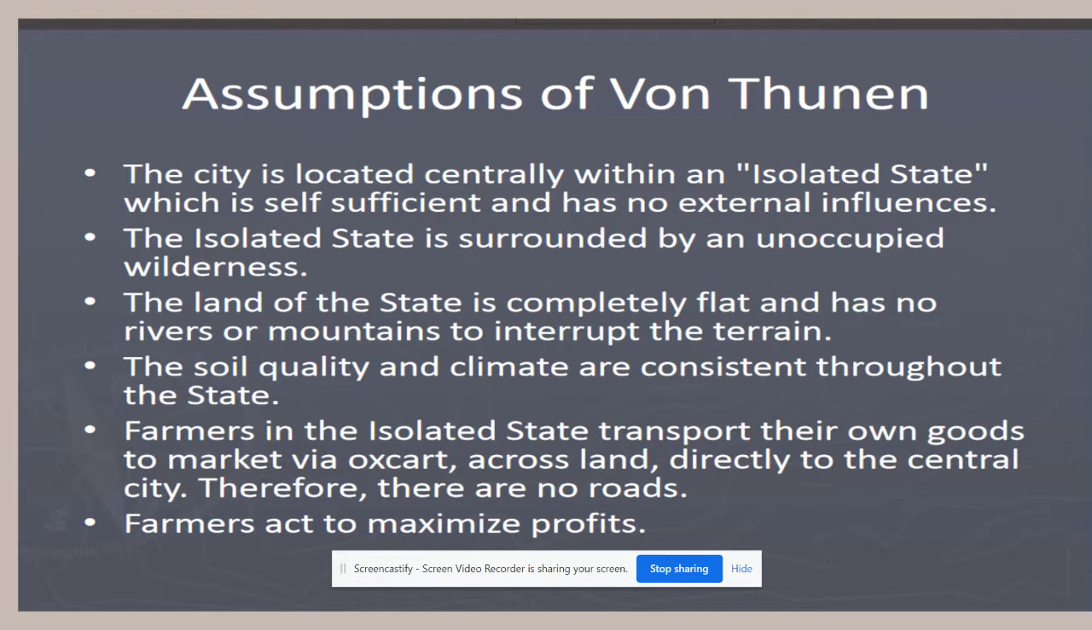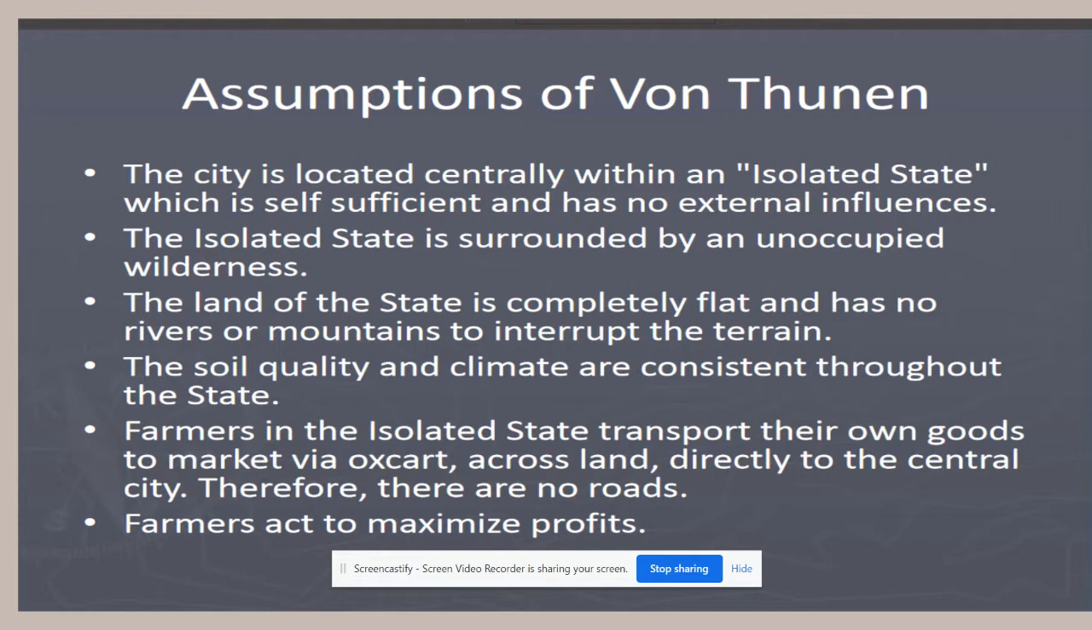What that means is a vast expanse of flat land that goes out in every single direction, with a market in the middle, which is a city. The city is located centrally within an isolated state, which is self-sufficient and has no external influences. So each market is in and of itself its own thing. The isolated state is surrounded by an unoccupied wilderness.